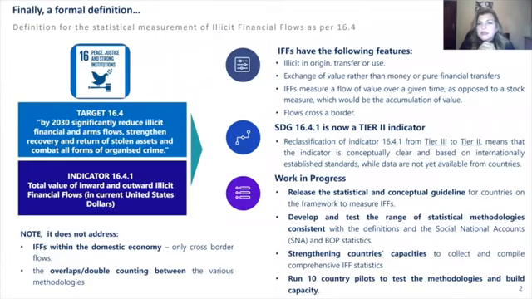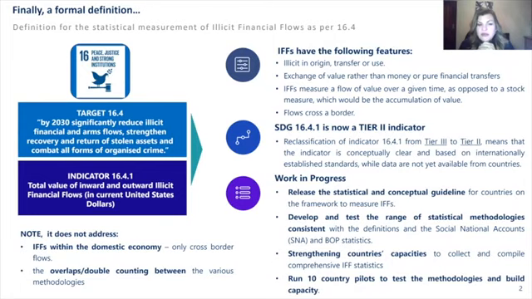If we look at illicit financial flows, they need to be illicit in origin, transfer, or use. More importantly, they refer to an exchange of value rather than just money or pure financial transfer, so hawala transactions can be included. More importantly, they're a flow and not a stock. And finally, they must cross a border. So indicator 16.4.1 basically measures the total value of inward and outward illicit financial flows in current US dollars.